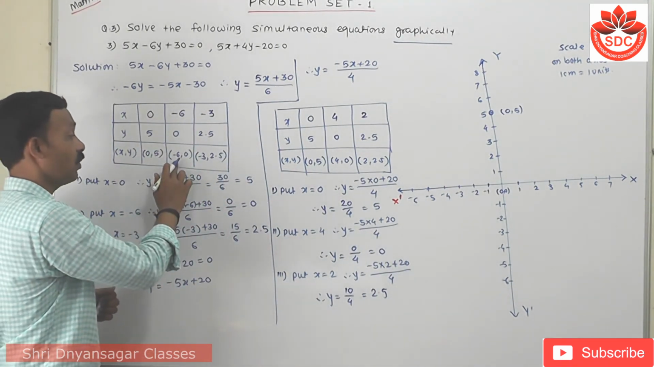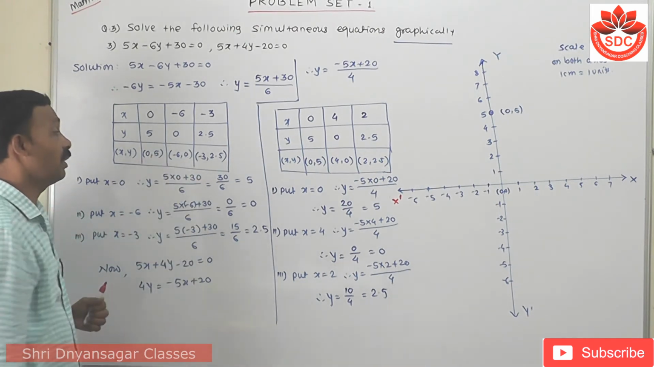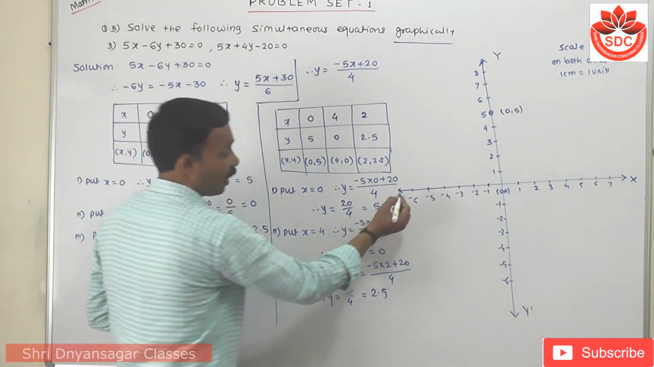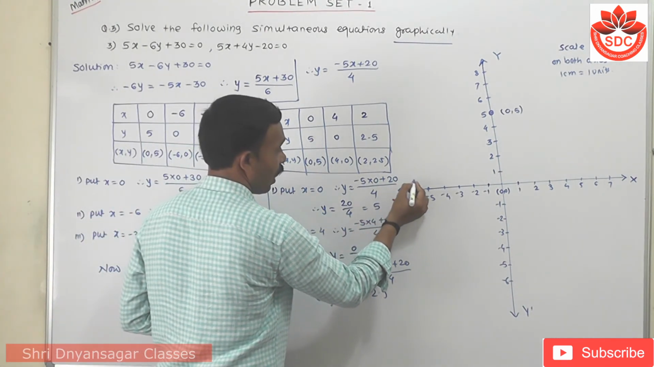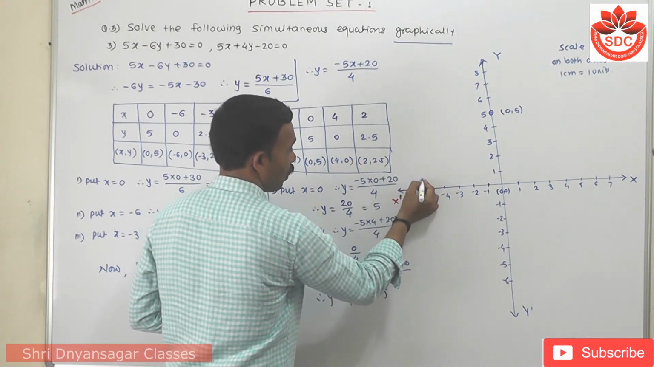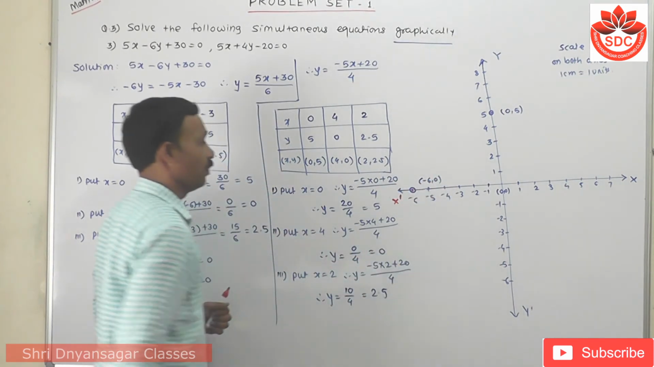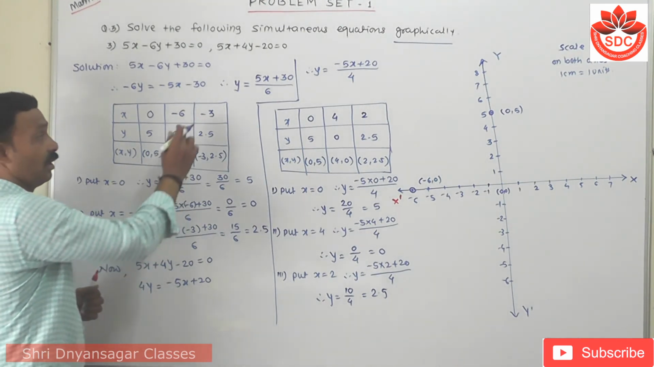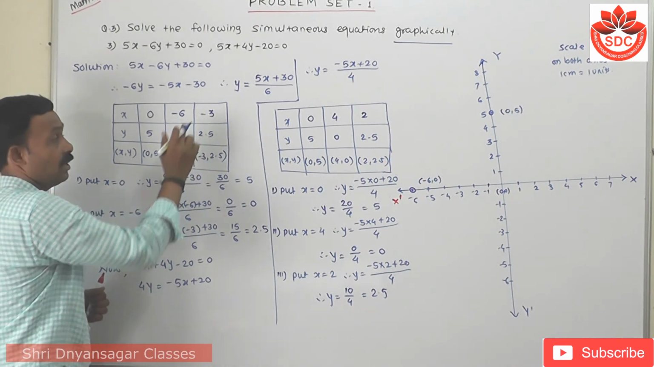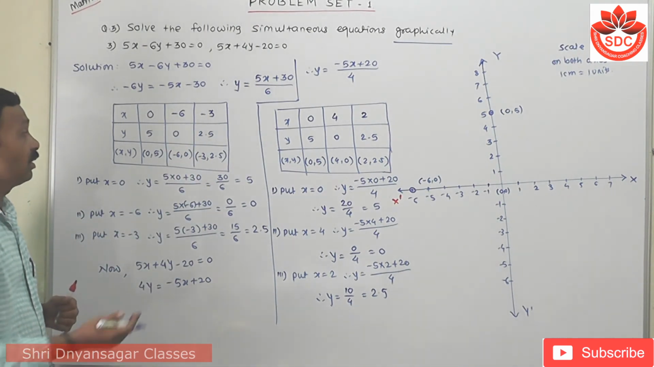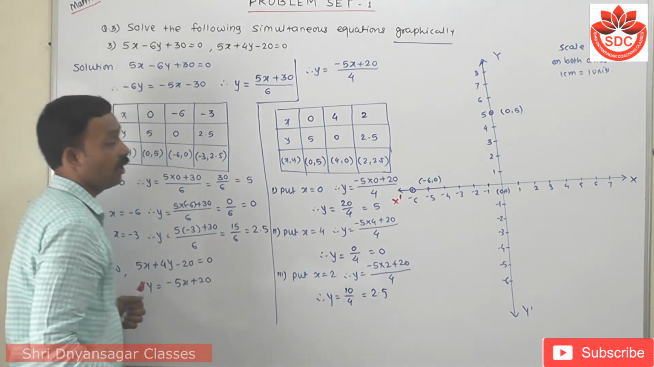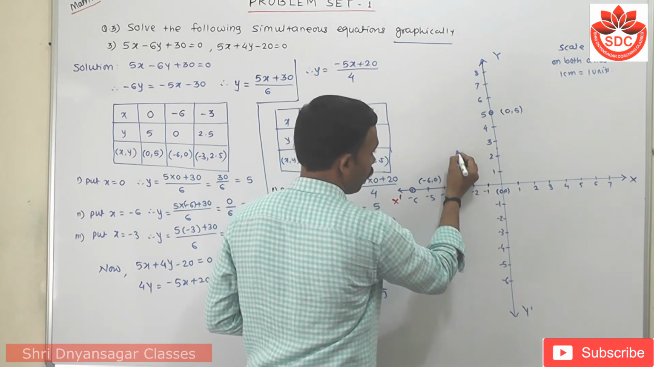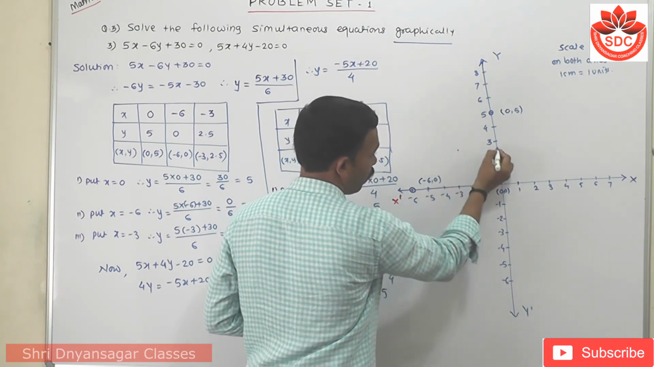Minus 6 is the x coordinate, 0 is the y coordinate, which means this point lies on the negative x axis. So here I have to take this point having coordinates minus 6 and 0. Now then minus 3 and 2.5. Here is a minus and plus sign. Minus plus lies in the second quadrant, so minus 3 first and then 2.5. Here is minus 3 and this is 2.5.